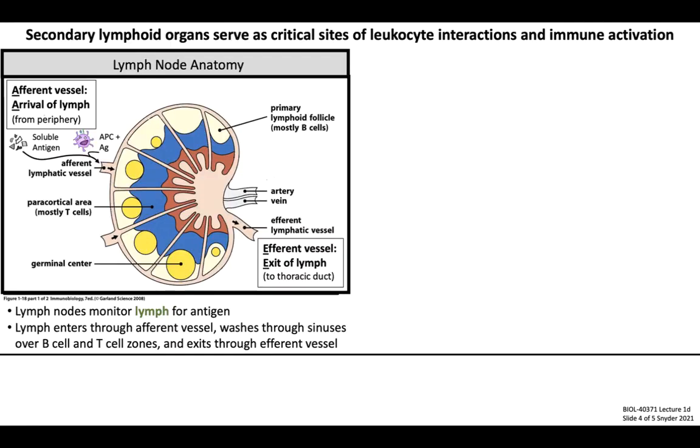Secondary lymphoid organs are important sites for leukocyte interactions and immune priming, a term commonly used to refer to the initiation of adaptive immune responses. We'll primarily focus on lymph nodes and spleen when discussing secondary lymphoid organs. First, let's look at lymph nodes.